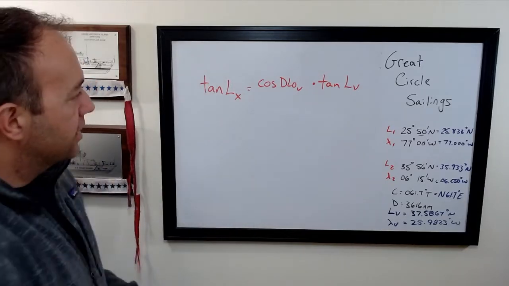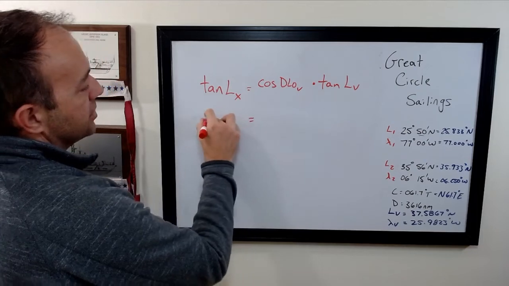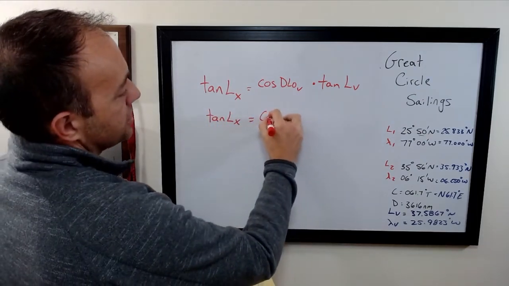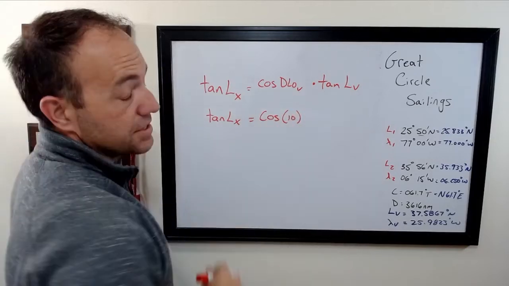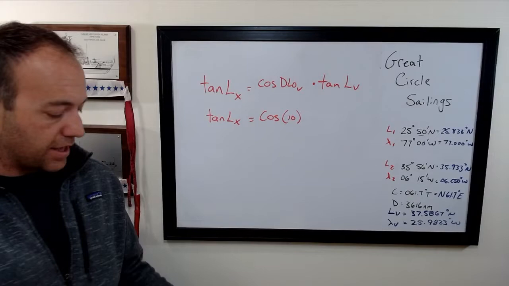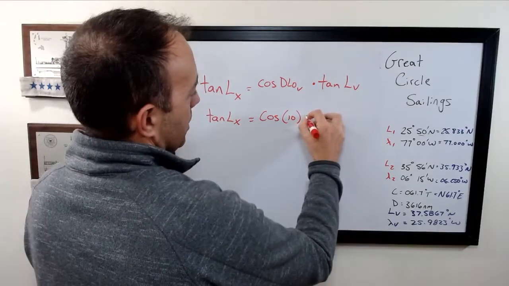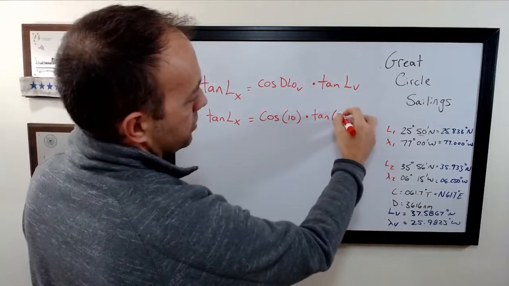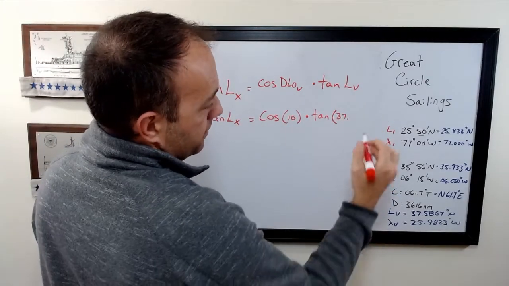All right, so it ends up being tangent of latitude of position X is equal to the cosine of 10, that was the amount of degrees west of the vertex that they asked us for in this case, times the tangent of the latitude of the vertex, which is right there. So 37.5867.